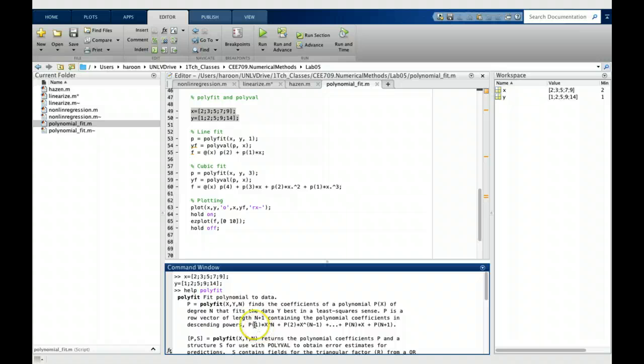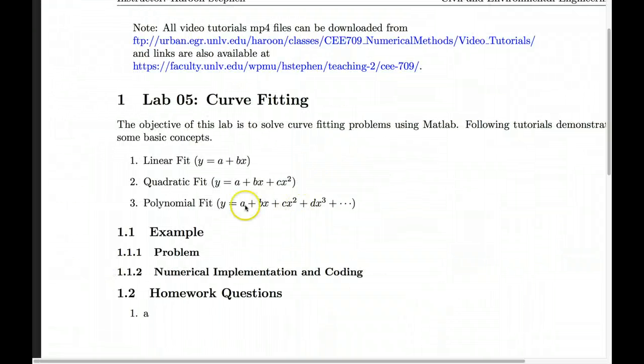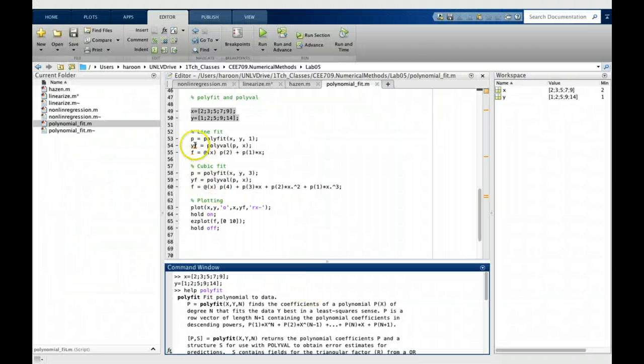Something that you have to note here is that p1 is the coefficient of the nth power of x, and the last p value is the constant. This is opposite to the way we have written this equation. So d technically would be the first value in p. So you have to be careful when you apply this.